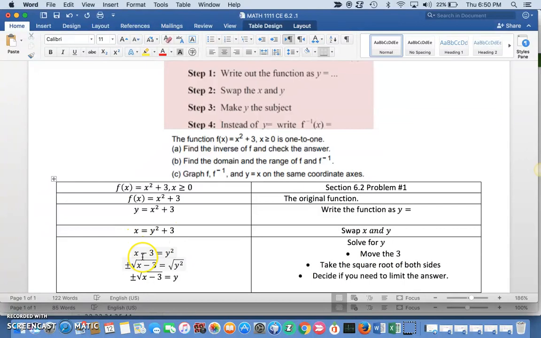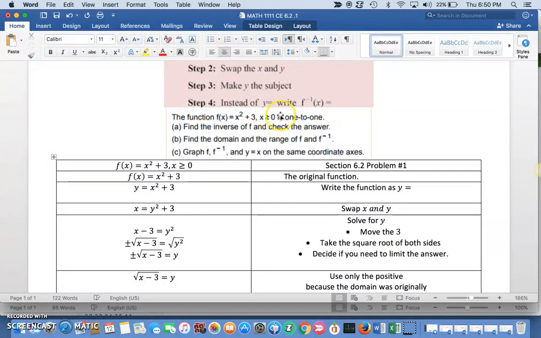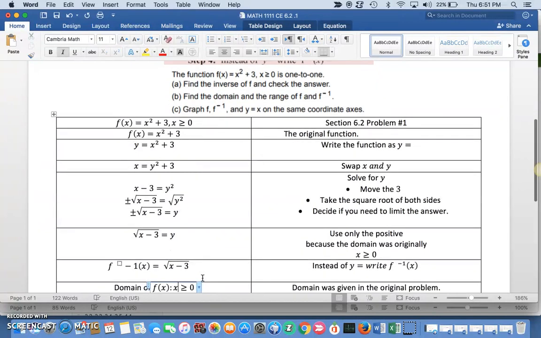Move the 3, make it negative. Take the square root of both sides. Of course, technically you have to allow for the plus and the minus. But based on the idea that x was just positive, you're going to take just the positive root here for y. And once you've done that, the y can be replaced with f inverse of x.